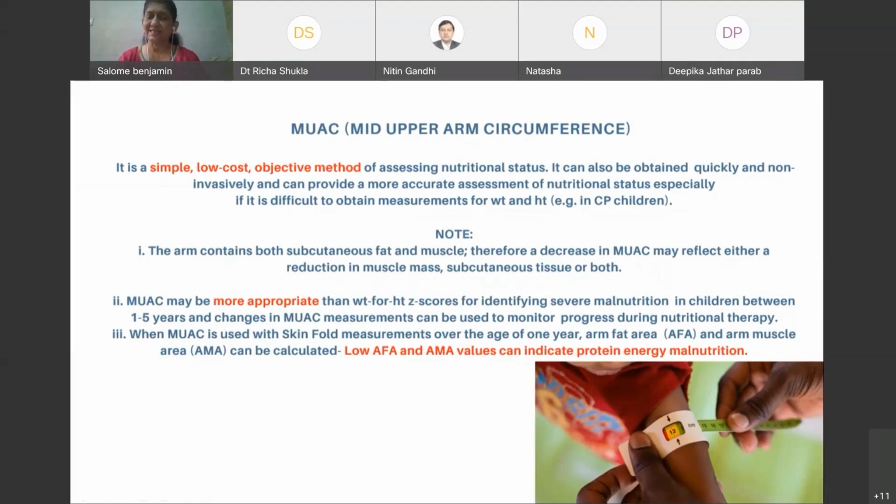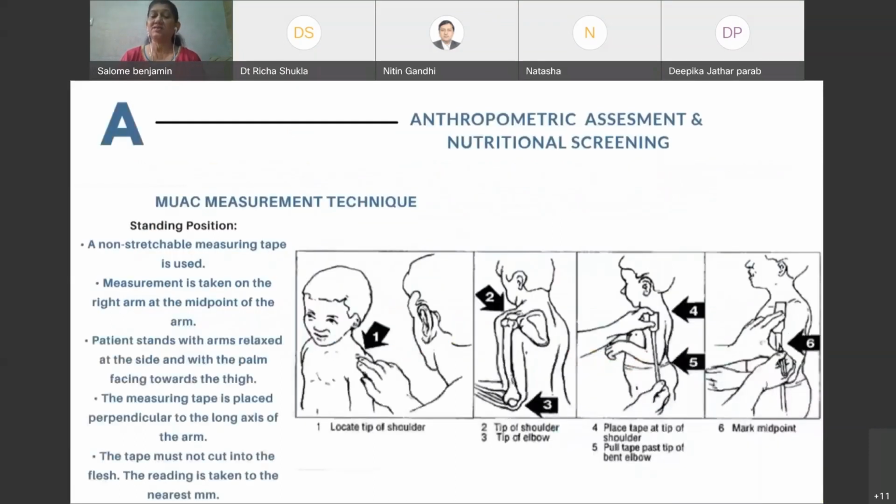These are little detailed ones, but in the field and also in the hospital, it's very easy. This is how you go: one step, second step. You test the bone, your scapula bone, your elbow bone, take a midpoint. The hand should be straight, not folded. And then once you take the end point, midpoint, then you put your tape around.